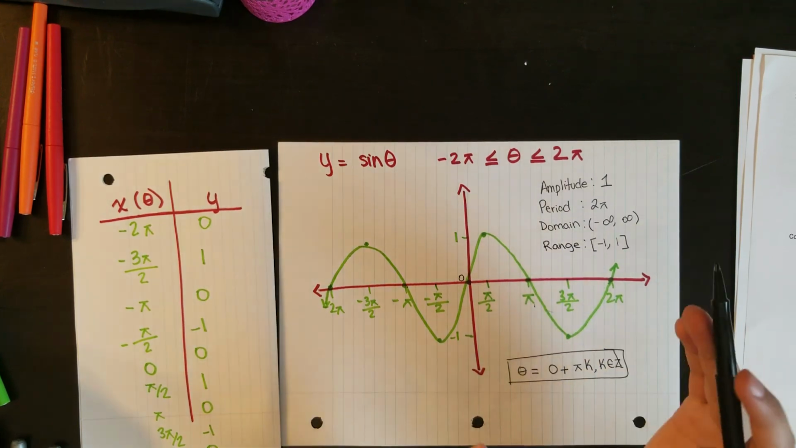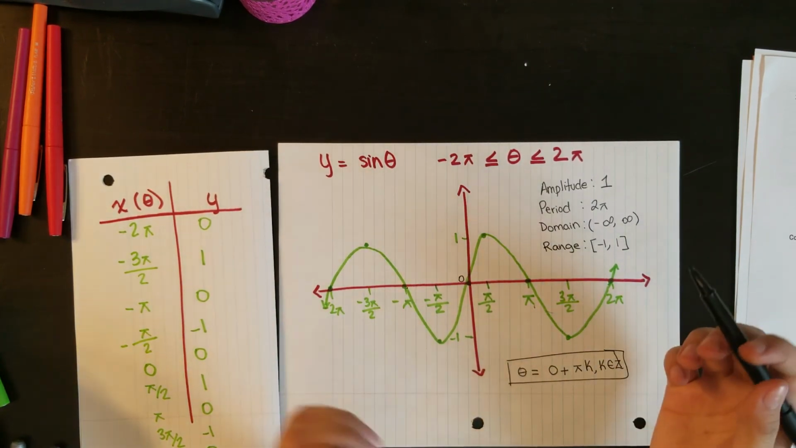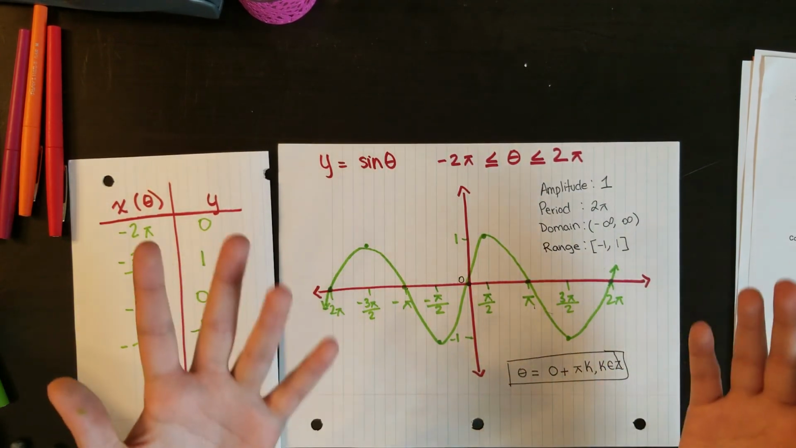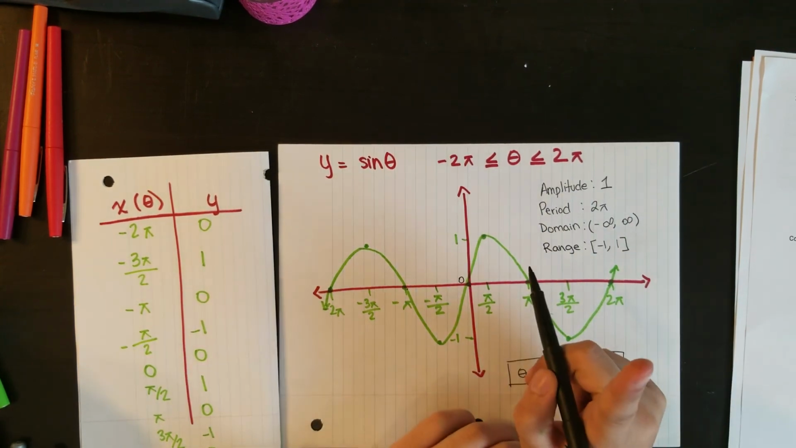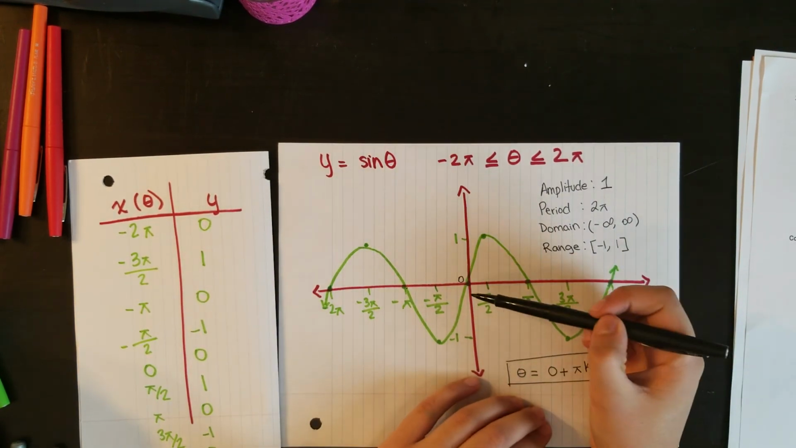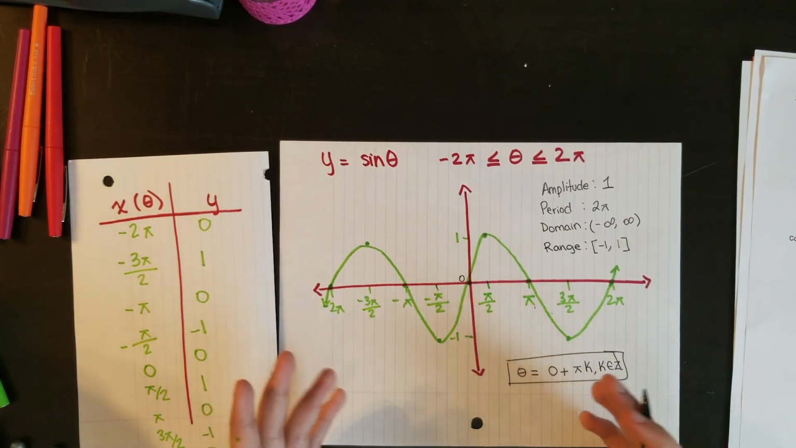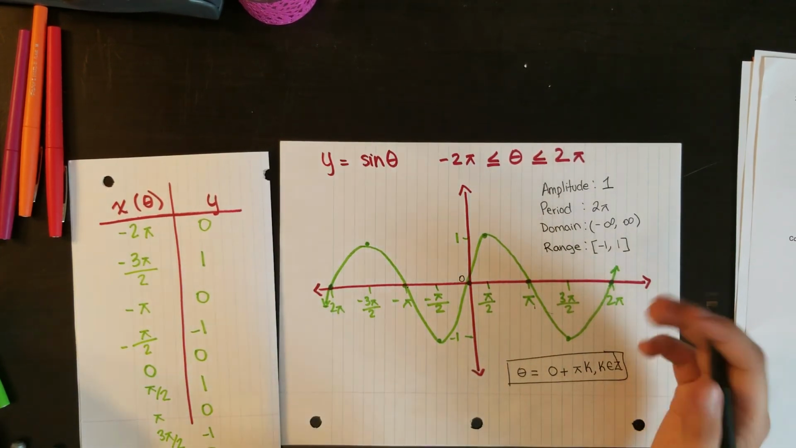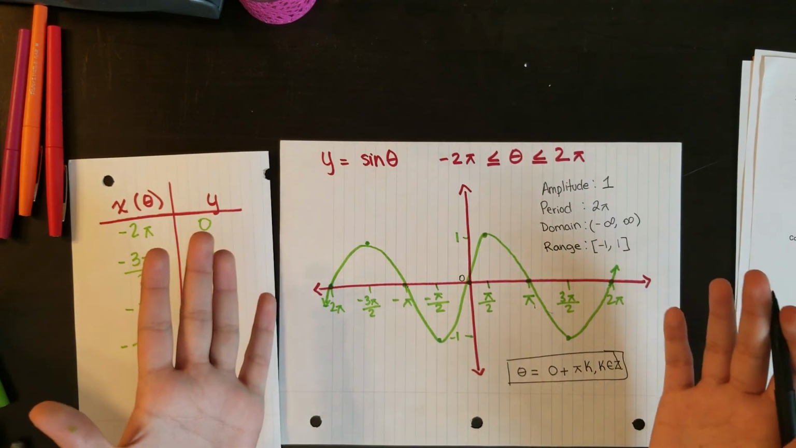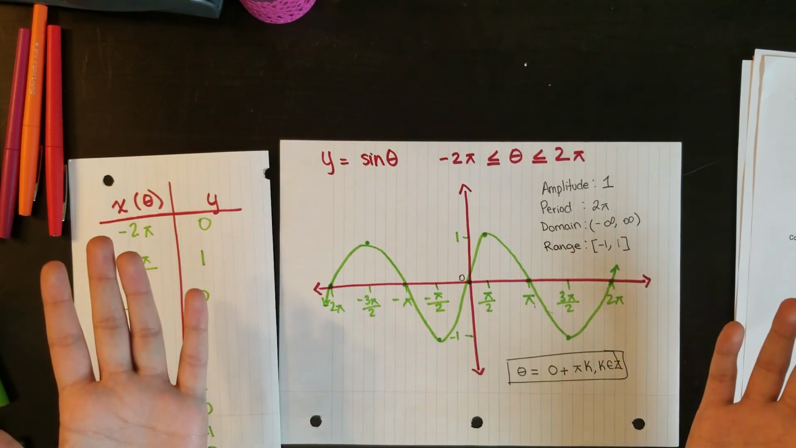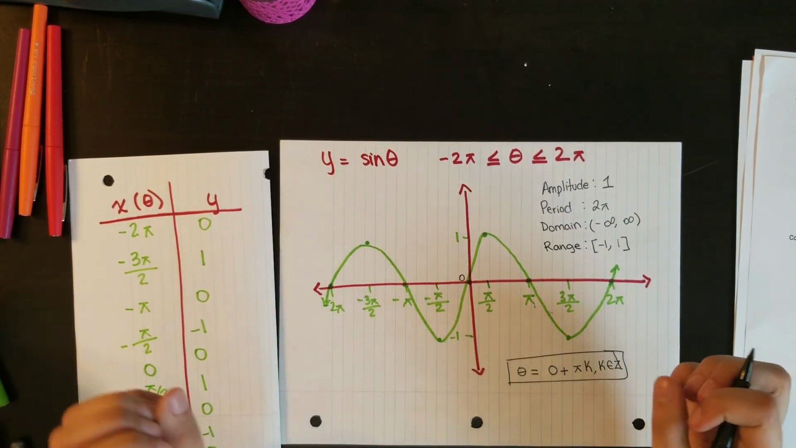Okay, now do we have any y-intercepts? Yes, we do. We only have a single y-intercept, and that's at 0. Okay, and lastly, do we have any asymptotes? No, we do not. There's no asymptotes. And that's how you graph a basic sine function.